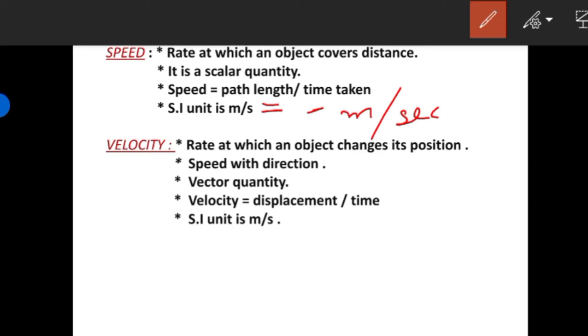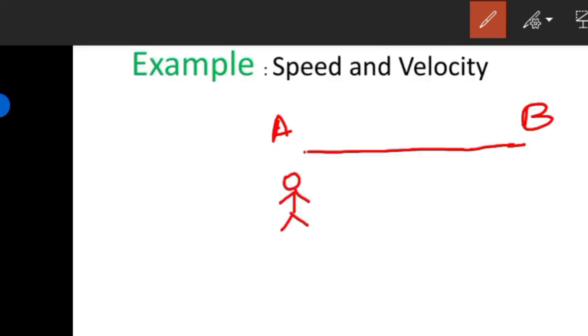So, displacement divided by time gives velocity. The SI unit of velocity is also meter per second, because displacement is nothing but the distance between the initial and final position. That distance will be measured in meter and divided by time measured in second. So, the SI unit of velocity is meter per second.